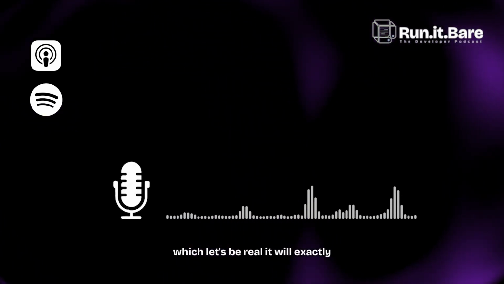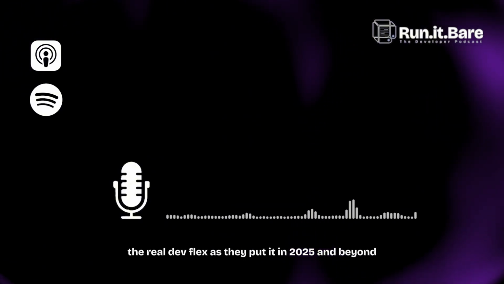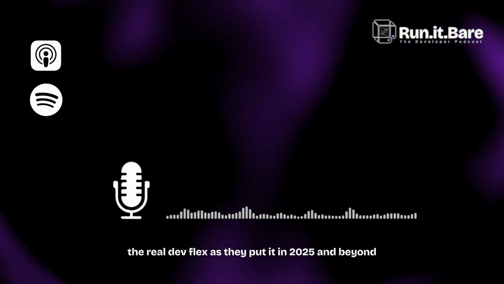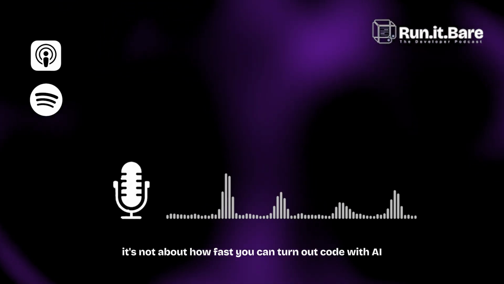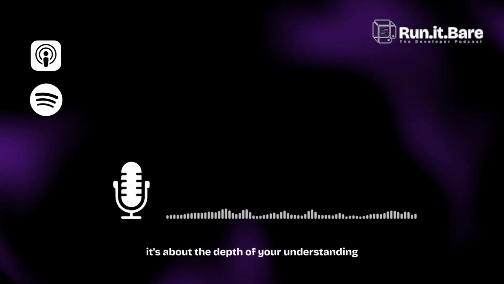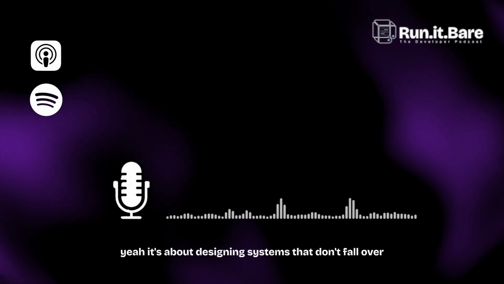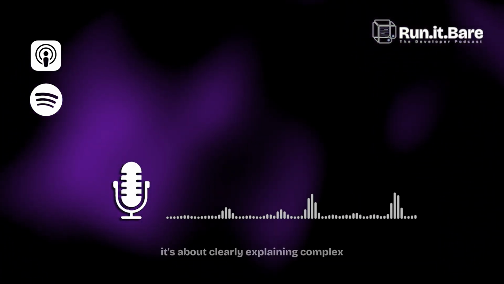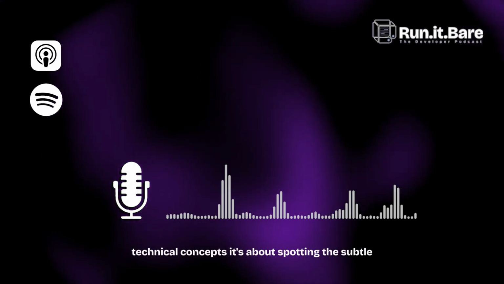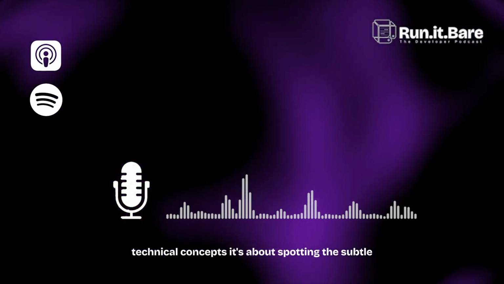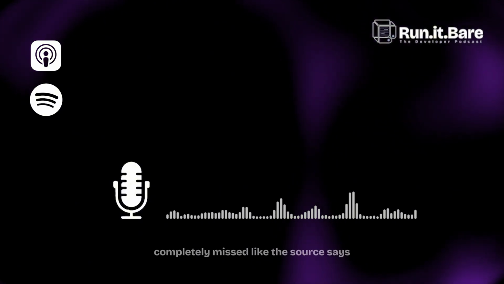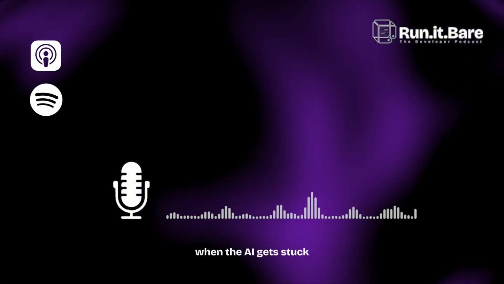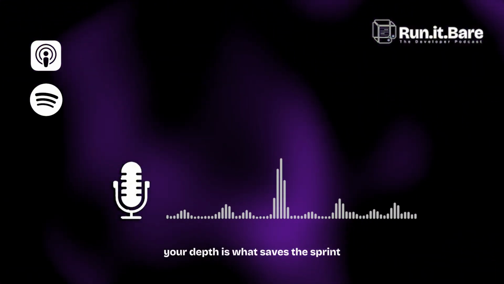Exactly. The real dev flex, as they put it, in 2025 and beyond, it's not about how fast you can churn out code with AI. It's about the depth of your understanding. It's about designing systems that don't fall over. It's about being able to untangle those nightmare bugs. It's about clearly explaining complex technical concepts. It's about spotting the subtle architectural mistakes that the AI completely missed. Like the source says, when the AI gets stuck, your depth is what saves the sprint.